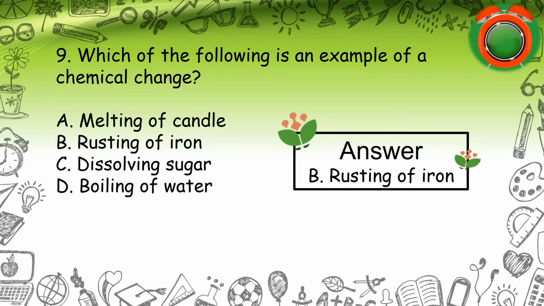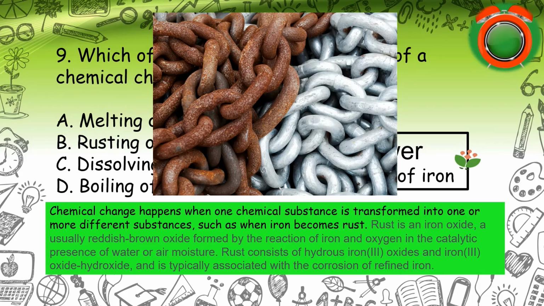Rusting of iron. So chemical change happens when one chemical substance is transformed into one or more different substances, such as when iron becomes rust. Rust is an iron oxide, a usually reddish-brown oxide formed by the reaction of iron and oxygen in the catalytic presence of water or air moisture.